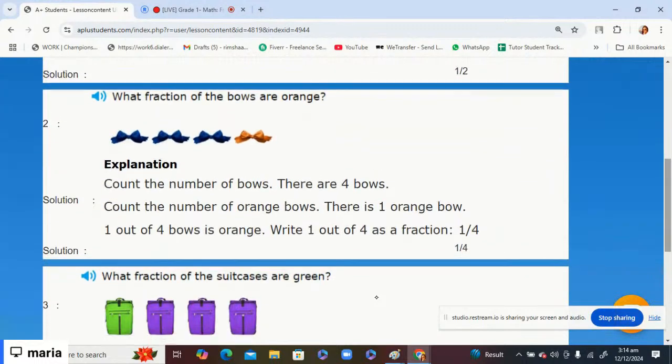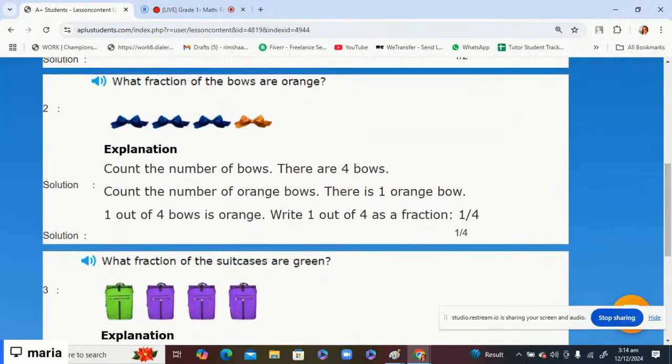What fraction of the bows are orange? So first of all, count how many total bows are there. It's 1, 2, 3, and 4. So we are putting 4 in the denominator. And how many are orange? Only 1. So it's 1 by 4. The total number we are putting in the denominator. So how many total? Again count it 1, 2, 3, and 4. And now the orange one, this is only 1. So 1 by 4 is your answer.